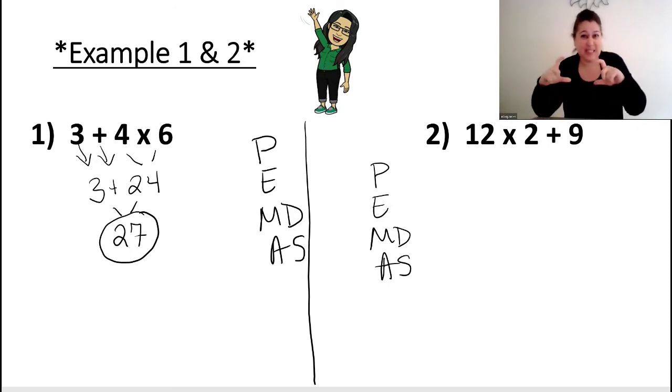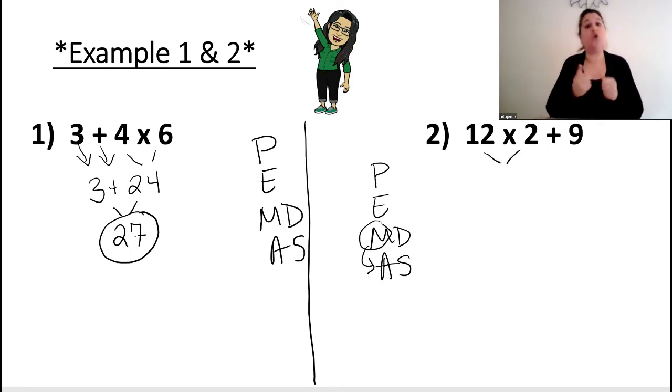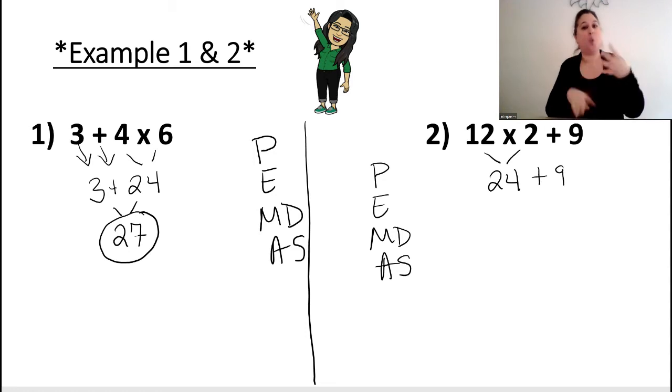Do we see any exponents? Nope. So we can move on to the next one. Do we see any multiplication or division? Yep. I see 12 times 2. Because look, there's 12 times 2, and then there's 2 plus 9. But I have to do the order of operations, so I have to do multiplication first, because multiplication comes before addition or subtraction. So 12 times 2 is 24. Bring down the plus 9. Do one step at a time.